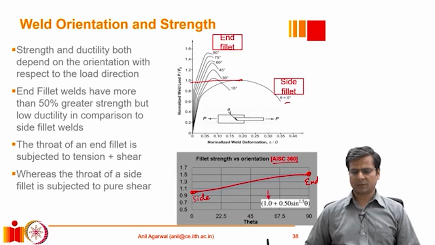So this 1 corresponds to the side fillet. This additional strength is because of the change in angle. When theta becomes 90, this sine theta becomes 1. So its power 1.5 also remains 1. So we are talking about 1.5 strength in comparison to the side fillet strength. And in between it has this function sine to the power 1.5 theta that controls the interpolation function.